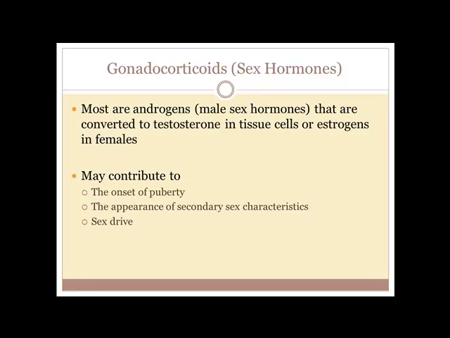Gonadocorticoids. Most are going to be androgens, which are the male sex hormones that are going to be converted to testosterone in tissue cells, or estrogens in males. They are believed to help with the onset of puberty, secondary sex characteristics, and sex drive.